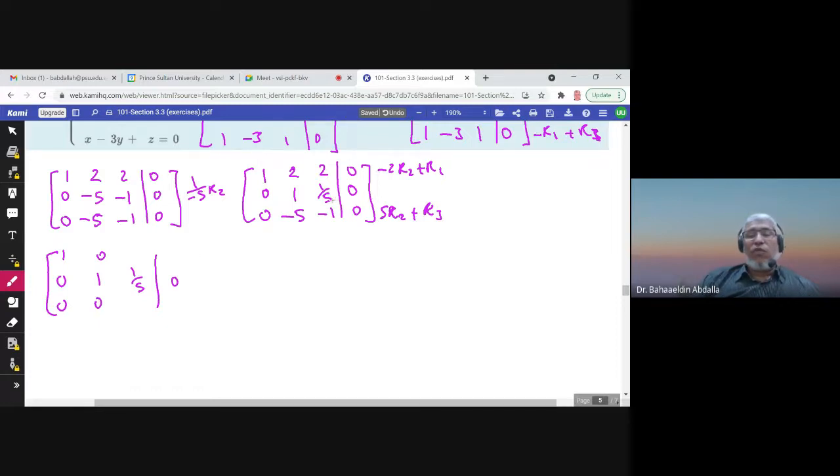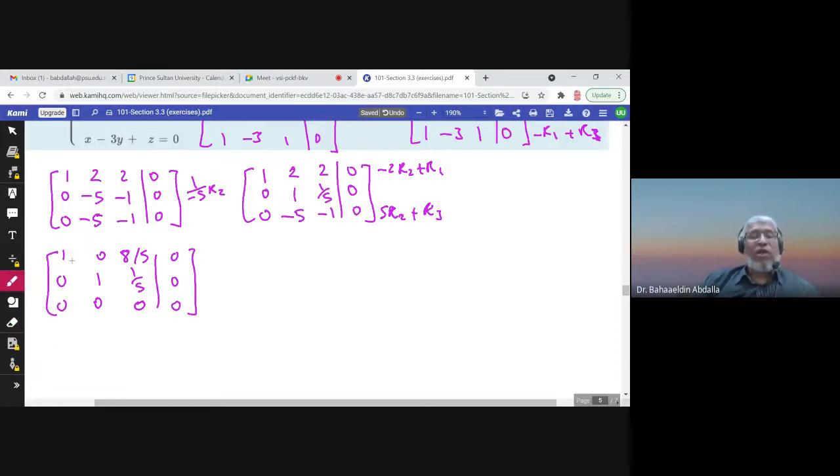Negative 2 over 5 plus 2. Do it by calculator. 5 times 1 over 5 is 1, plus minus 1 is 0. So I have x. Now I cannot continue because this number is 0 and I cannot make it 1. So I stop here, and that's the reduced form, and it satisfies all the conditions of the reduced form.